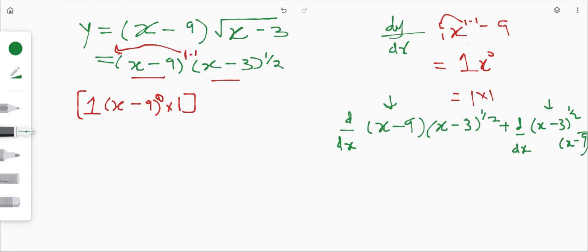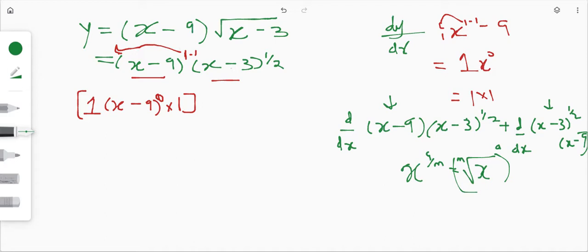Remember in indices, whenever we say x to the power a over m, it is the same as the m-th root of x to the power a. For fractional indices, a over m equals the root of m: you put x in the root and then to the power a. That's how I got this x minus 3 to the power half there.